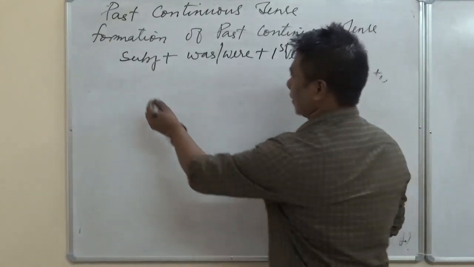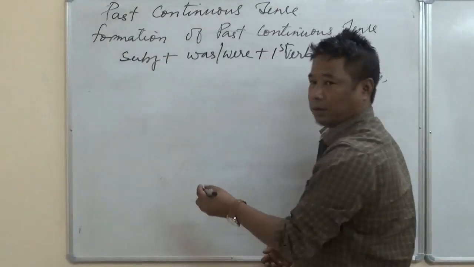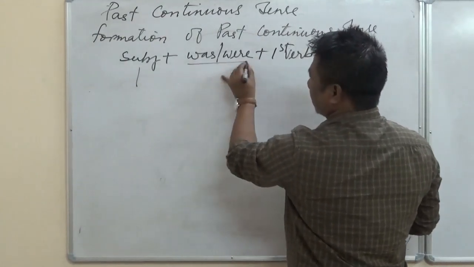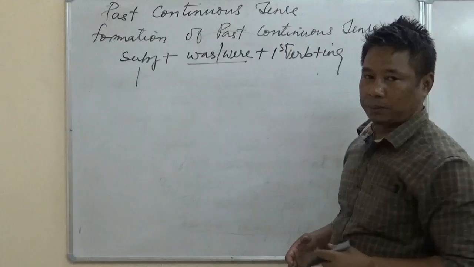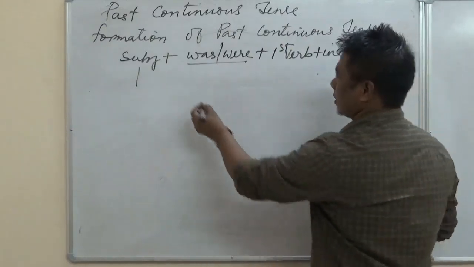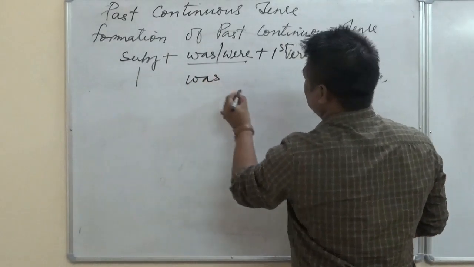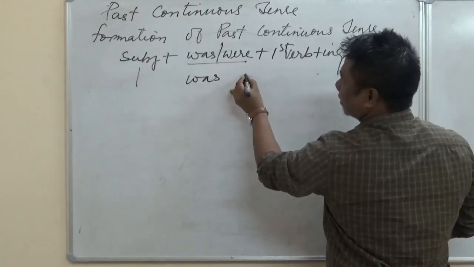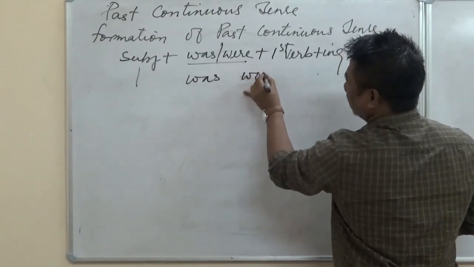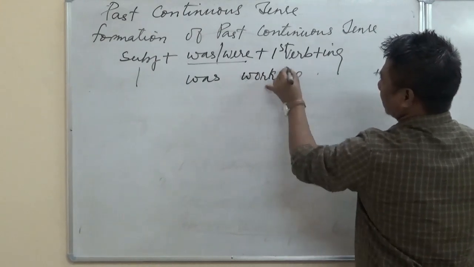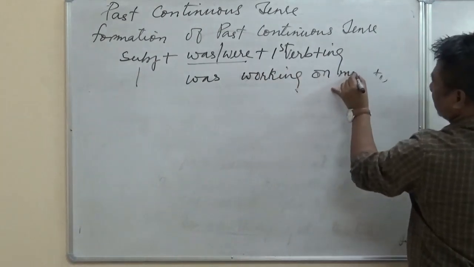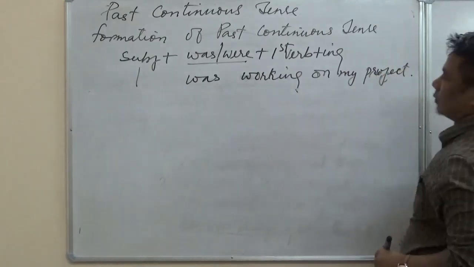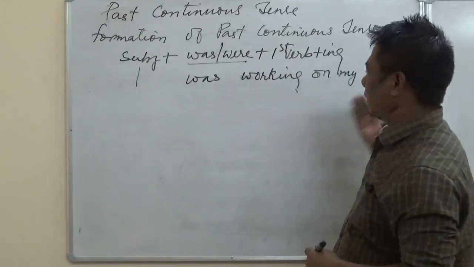For example, as we used to take the subject, I. We need to choose which one I'm going to choose. I and its one, first person: I was. Let's say, I was working on my project.